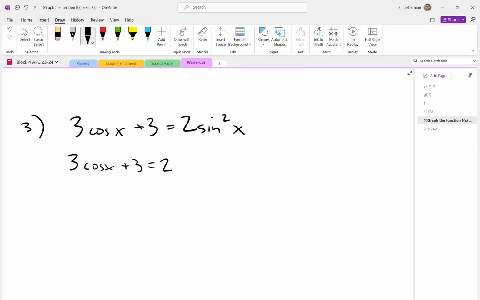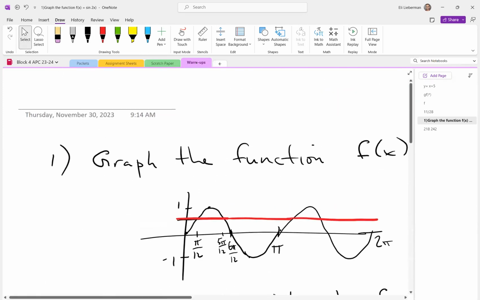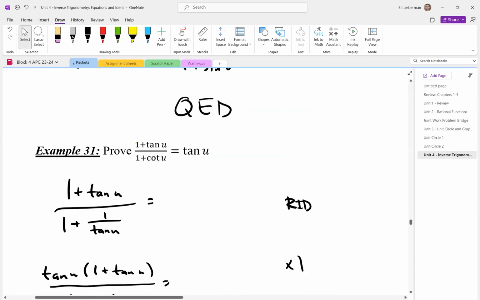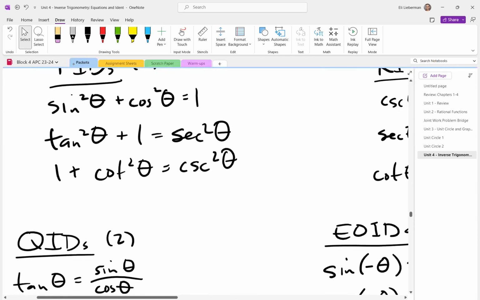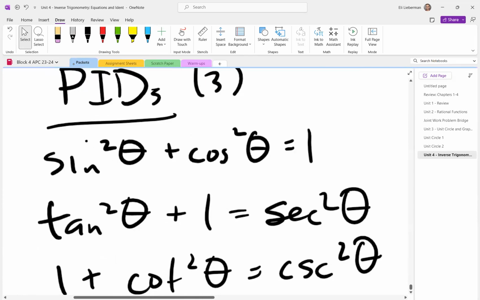We know that sine squared of x is equal to, let me check my identities up here. Oh, no, they're not there. So sine squared of x is equal to, you see it? 1 minus cosine squared x, just to get everything the same trig ratio. That's an important first step.